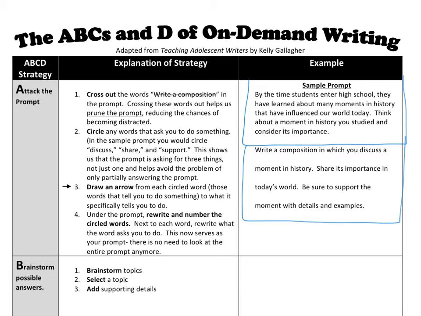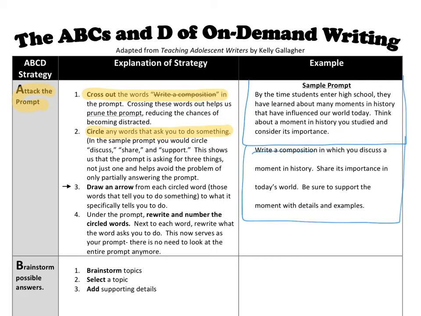So the first thing we need to do is attack the prompt here. And so we're going to work through this little list right here. First thing we do is we cross out anything that refers to writing an essay or a composition. We know why we're here. We know that we're here to write an essay. So it's just extra words. We don't need them. Our next step is to circle any words that ask us to do anything.